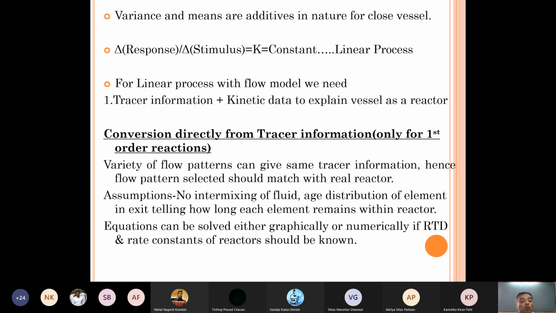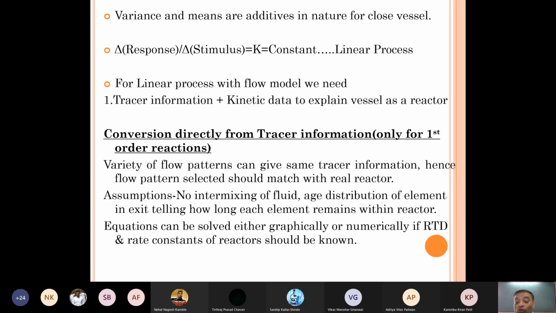Okay, so variety of flow patterns can give same tracer information. In reactors we are having many types of flow patterns, but different flow patterns can give same tracer information. The concentration time data that we get as tracer information may be same for different flow patterns. Hence, in the design of reactor we have to select such a flow pattern which should match with real reactor.